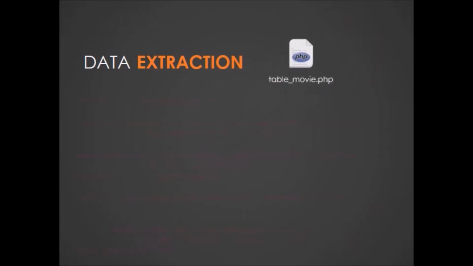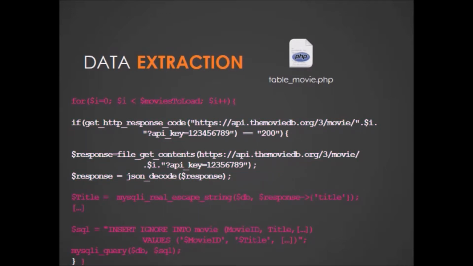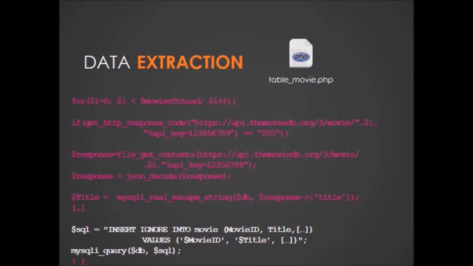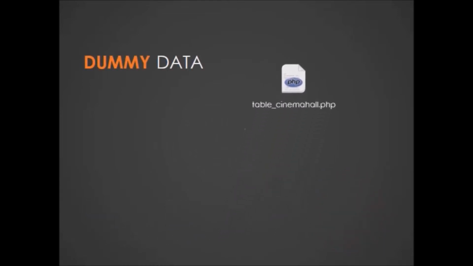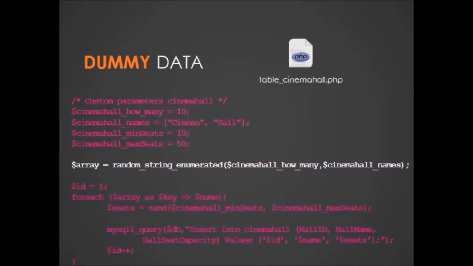We use parameters in most generators, for example to control the amount of entries to generate. To retrieve data from online sources, we use the PHP file getContents function. To extract only the relevant parts of the source content, we use some mapping functions. Finally, the data is inserted into our database. To keep the handling of our dummy data quite easy, we also use parameters to control the amount of entries and range for some attributes.